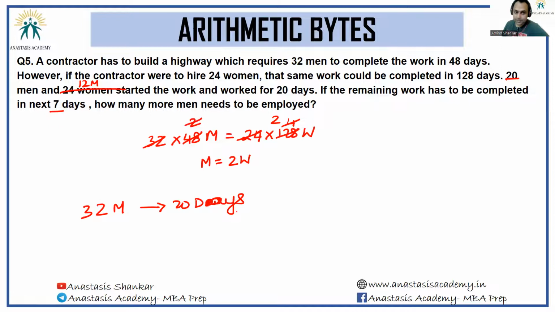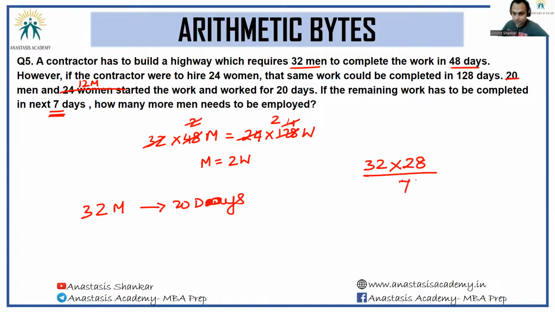32 men have worked for 20 days already. Now when 32 men have worked for 20 days already, what are we left with? The total work was 32 men doing it in 48 days. So the amount of work left is 32 into 28. This is the amount of work left. And this has to be completed in how many days? In 7 days.